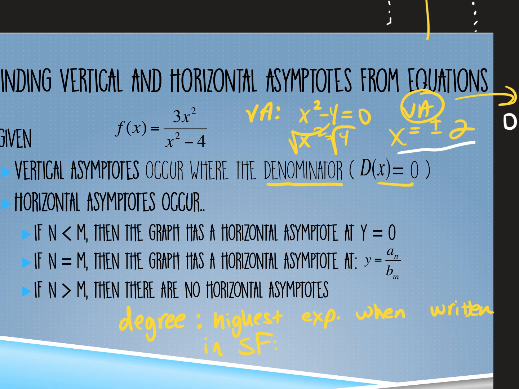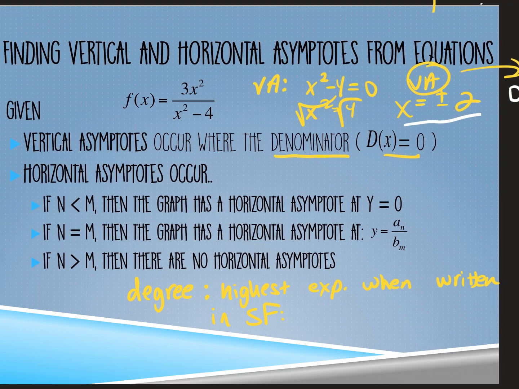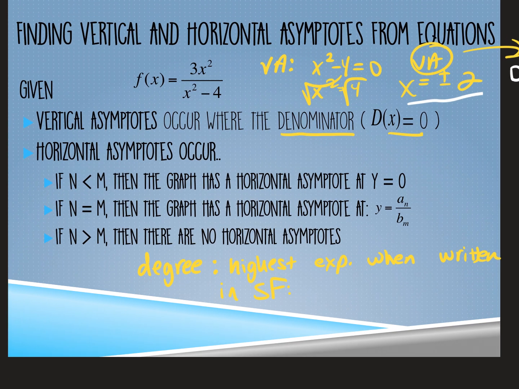We're going to look at the numerator degree and the denominator degree, and we're going to make an inequality or an equality statement. We're going to say the numerator degree is greater than the denominator, less than, or equal to. Those three scenarios will tell you what your horizontal asymptote is. I'm going to show you this in greater detail in a second.